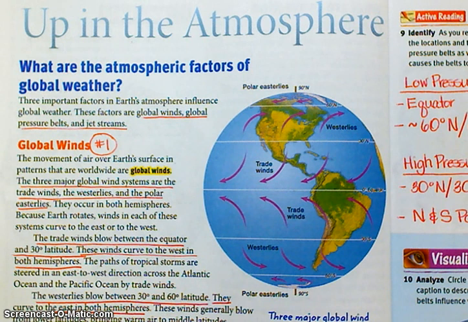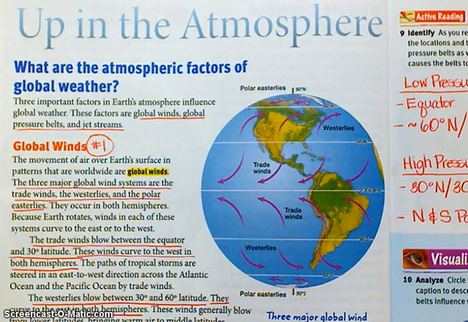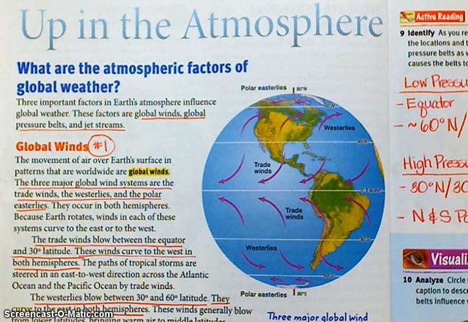I'm on page 454. Okay, we're going to talk about what the atmospheric factors for global weather are. You've got three factors primarily: global winds, global pressure belts, and jet streams. These are factors having to do with the atmosphere that affect our global weather patterns.